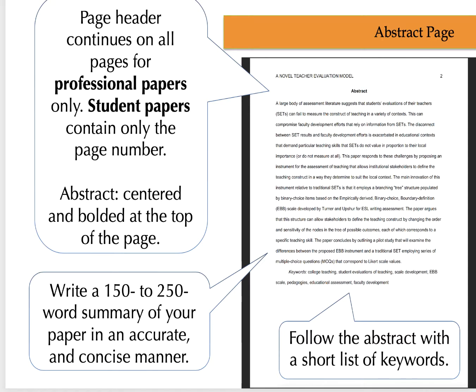Type the heading, abstract, centered at the top of the page. Below, type the paragraph of the paper summary between 150 and 200 words in block format without indentation. The abstract should contain the research topic, research questions, participants, methods, results, data analysis, and conclusions. It may also include possible implications of your research and future work you see connected with your findings.